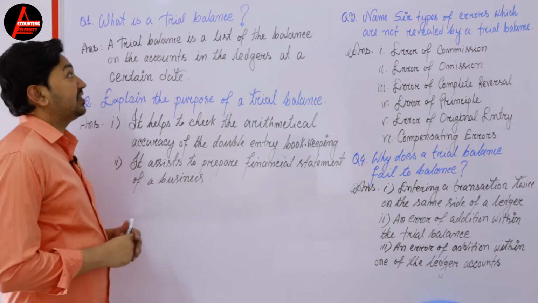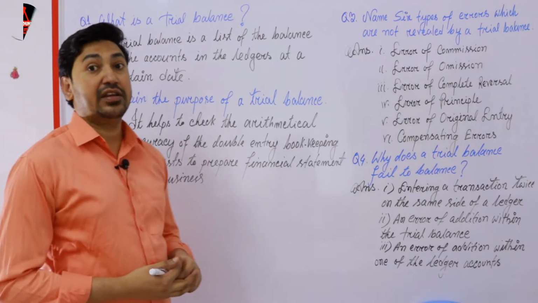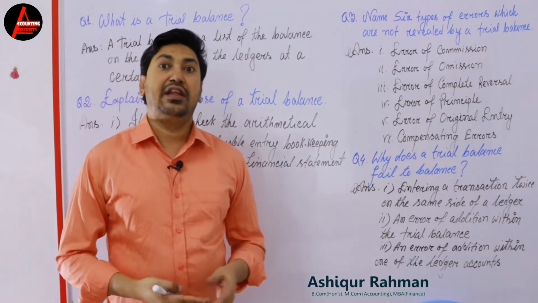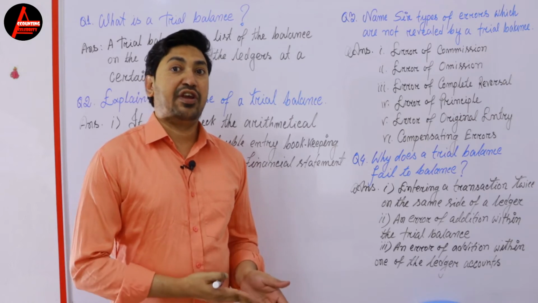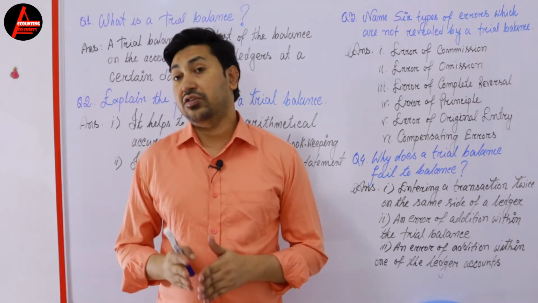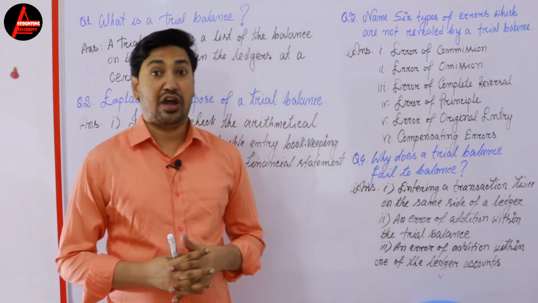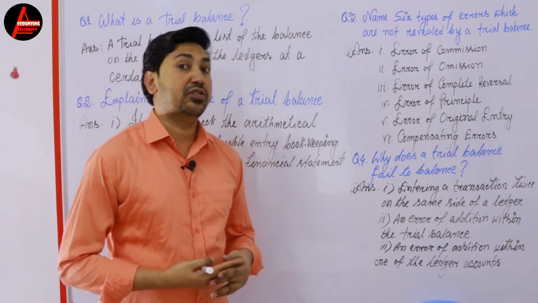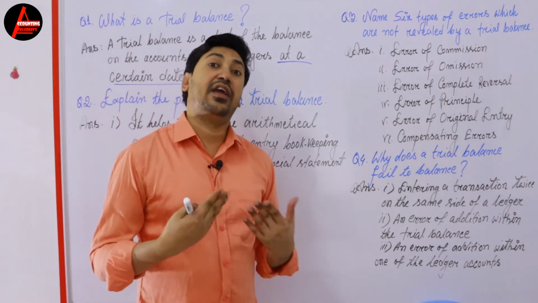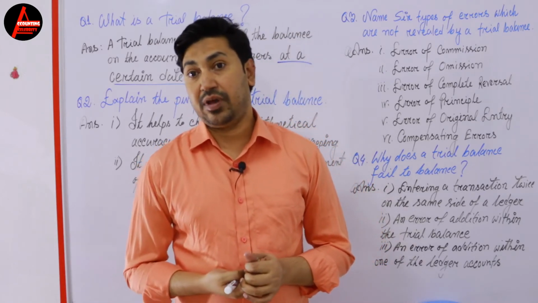So a trial balance is a list of the balance on the accounts in the ledger at a certain date. So trial balance is a list of balances. What list? List of the balances generated from the ledgers. You have so many ledgers book. So with the closing balance of the ledgers, business needs to prepare a trial balance. Okay. So when you need to prepare a trial balance? At a certain date. What does it mean? It means that at the end of the accounting period, business needs to prepare a trial balance.